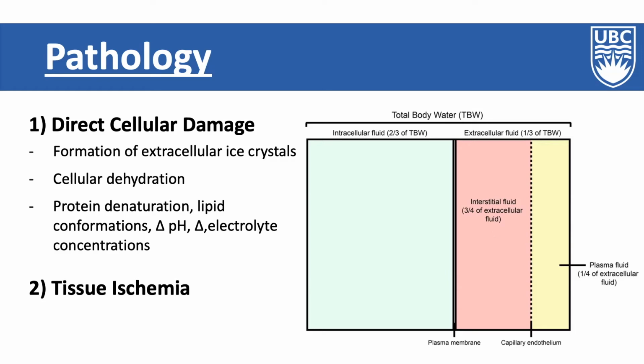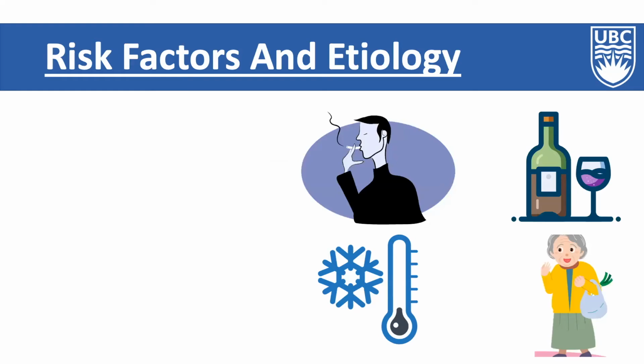This dehydration causes changes in proteins and lipid conformation, as well as changes in pH and other biochemical processes such as electrolyte concentration, and all of this eventually disrupts intracellular homeostasis. Now, let's take a look at risk factors and etiologies of frostbites.